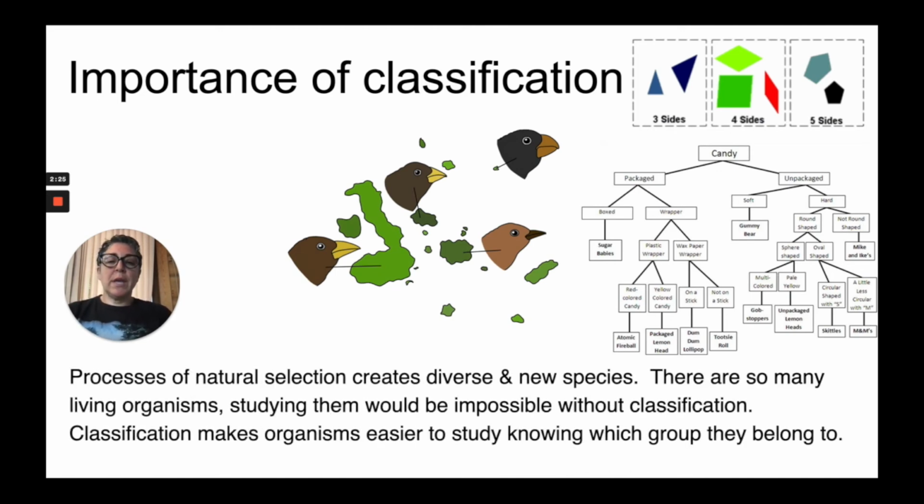So when we're looking at classification in biology, we're looking at the processes of natural selection, which creates diverse and new species. There are so many living organisms, studying them would be impossible without classification. Classification makes organisms easier to study by knowing which group they belong in. So if I have an unknown organism, I can use its physical features to determine which group it belongs in, and therefore it is easier to study because now I already know many things about that particular organism.